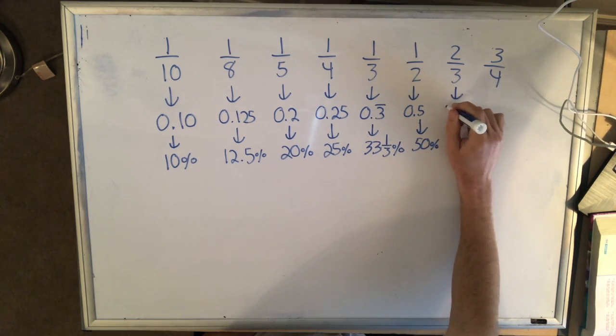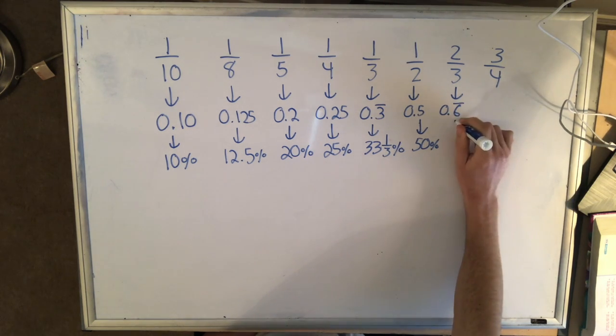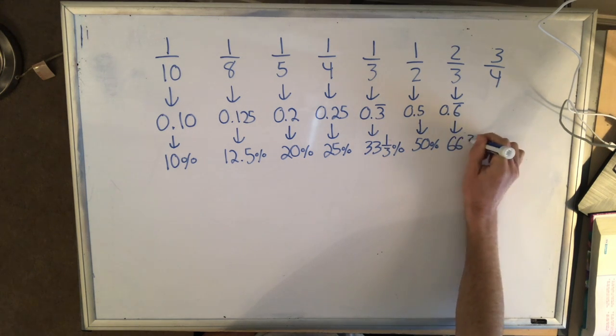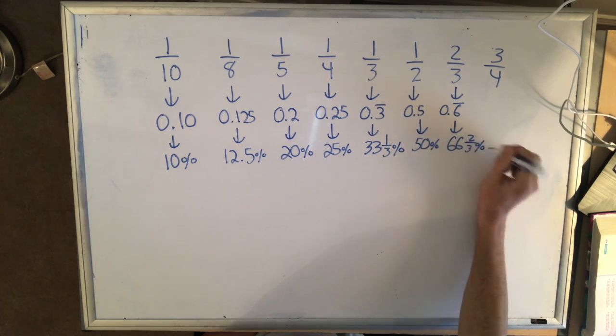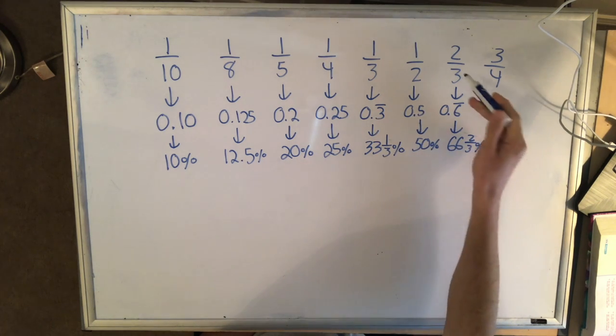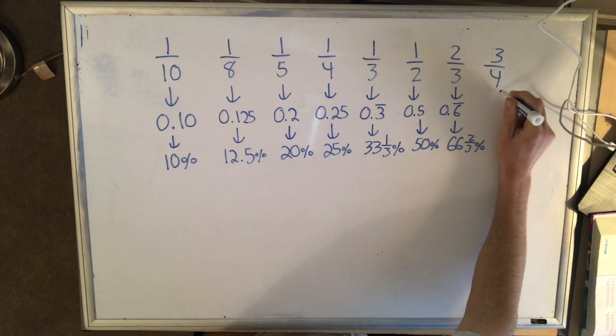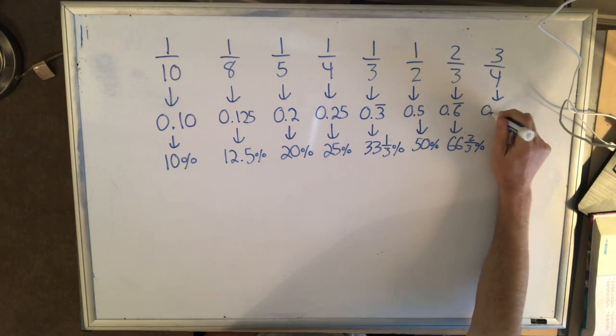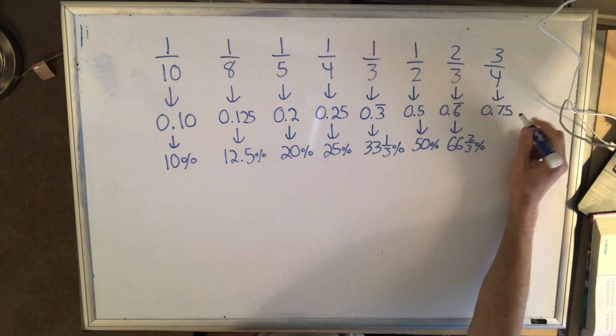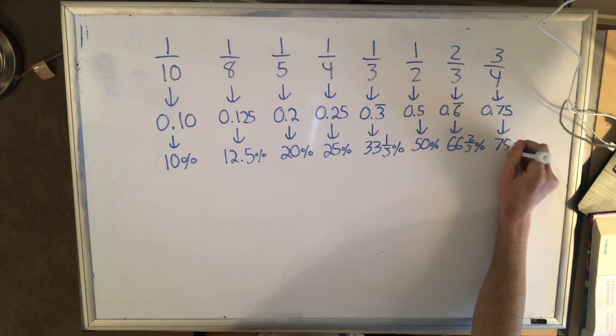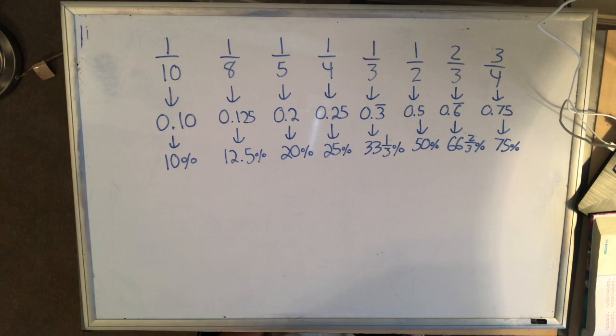2/3 is 0.6 repeating, 0.66666 going on forever. And that's 66 2/3%, because 66 2/3 is 2/3 of 100%. 3/4, 3 divided by 4 is 0.75, which is 75%. So you should memorize those decimal and percent conversions between those basic fractions at the top of the table.